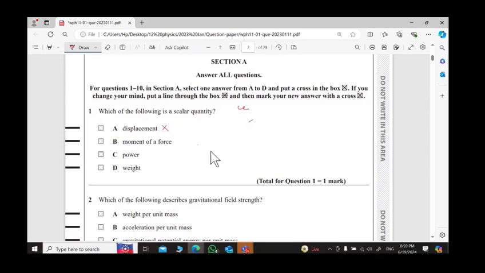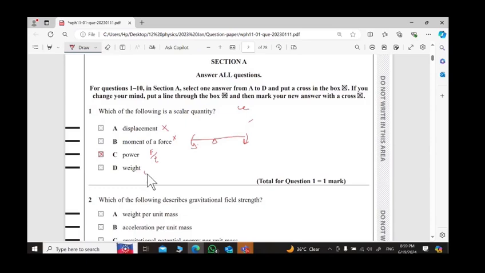So moment of force. For moment of force, we also need direction because if this is the pivot point, there is clockwise or anti-clockwise movement, so we need direction. So moment of force we cannot select. Power, we know that power is energy over time. And energy is a scalar quantity, time is also a scalar quantity, both are scalar quantities. So it means that power is a scalar quantity. In this case, the correct option is power.